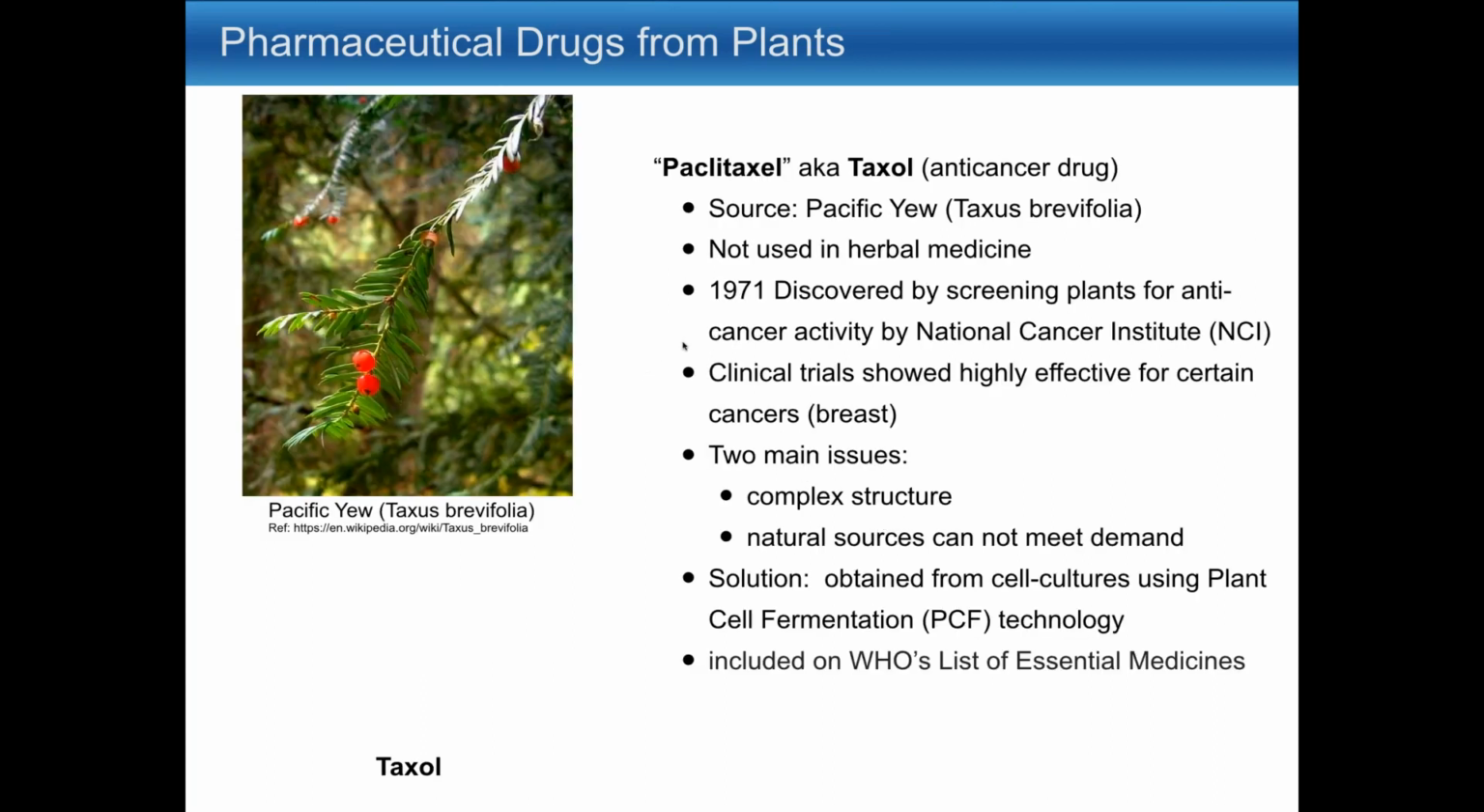Another important example is a plant called the Pacific yew, which is a source of Taxol. And paclitaxel or Taxol is a really important anti-cancer drug used for breast cancer and ovarian cancer and a few other types of cancers. About 20 years ago, when I was in university, I took a natural products course, and this was very interesting.